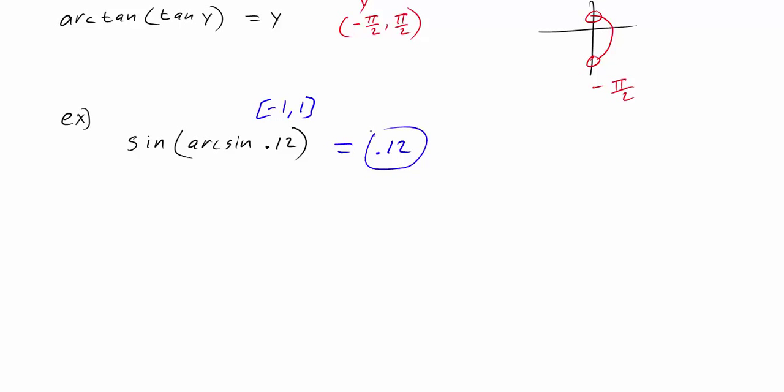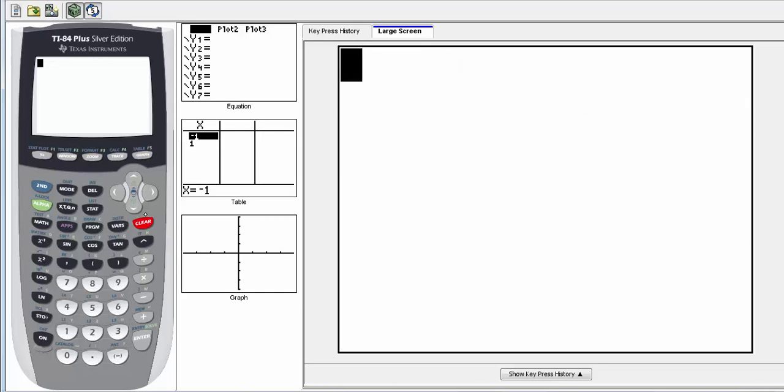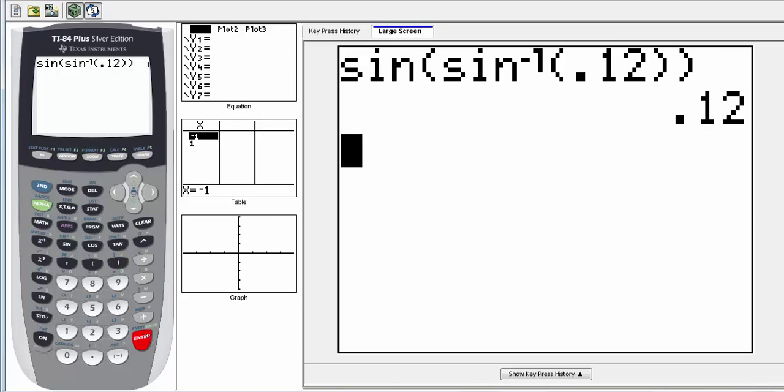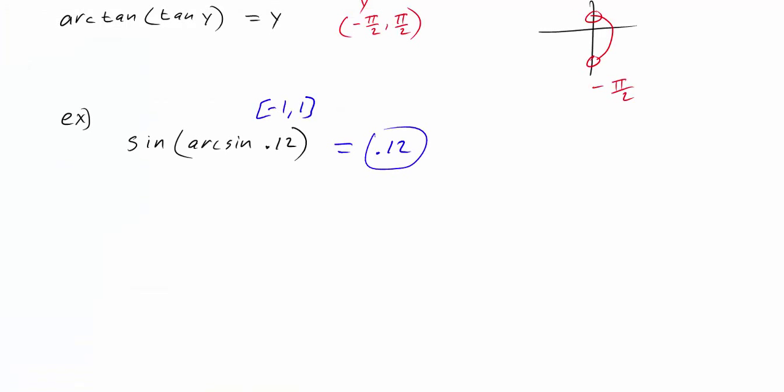And we can verify that with the calculator. If we go to the calculator, we could take the sine function, and then we want to go second sine. So we're taking the sine of the inverse sine of 0.12, and now we need to close the parentheses here, and then close it a second time, and then we hit enter, and notice we get the same answer of 0.12. So as long as this number here, the 0.12, is within the right range of -1 to 1, then that's simply going to be your answer.